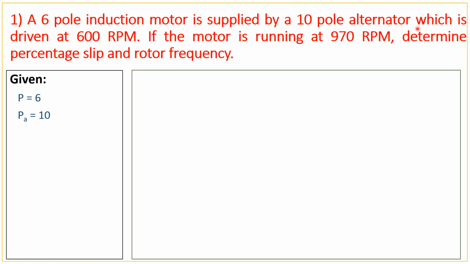Now this alternator is driven at 600 rpm. So the speed associated with the alternator is Na, so Na is equal to 600 rpm. If the motor is running at 970 rpm, this speed is associated with the induction motor, right? So the induction motor is running at 970 rpm, therefore N is 970 rpm, and the earlier speed was with respect to the alternator, therefore I have represented it as Na. Now determine the percentage slip and the rotor frequency. So from the given data, what must I find first? I must find the frequency.